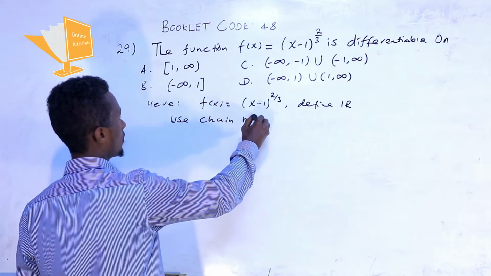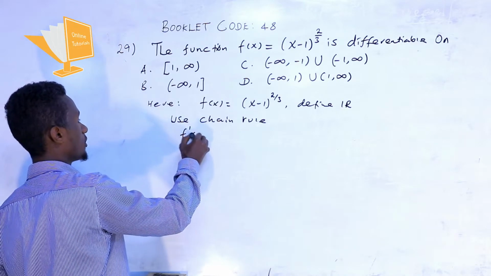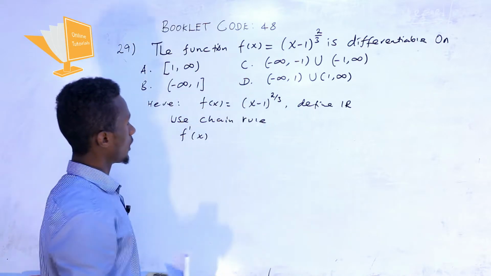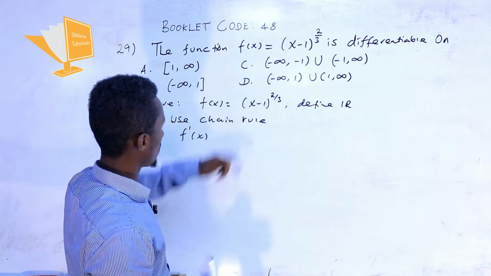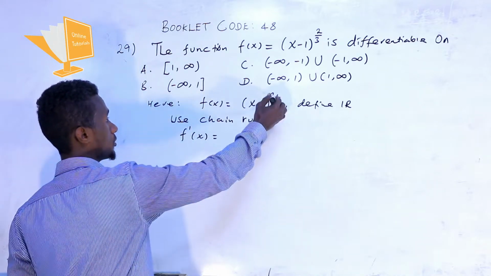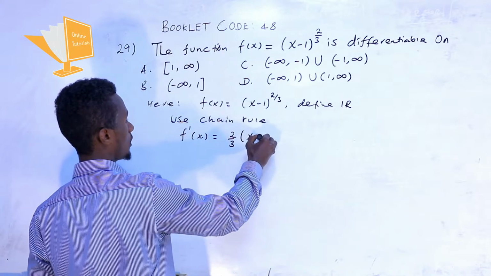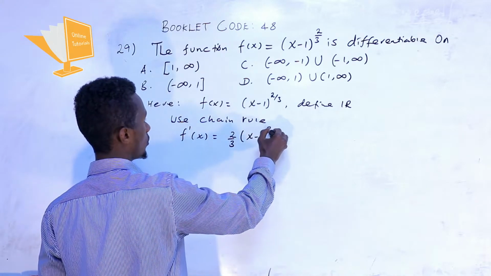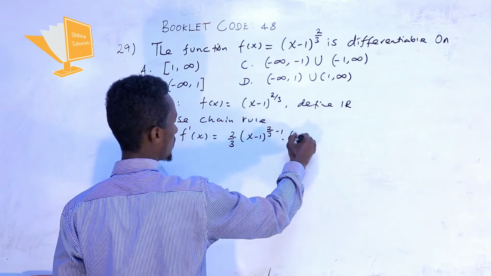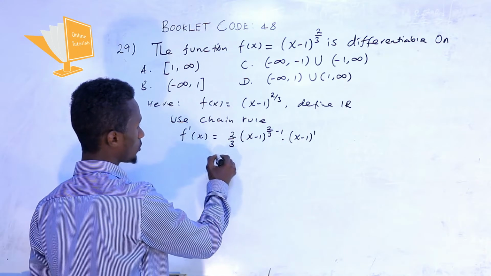Using the chain rule, we differentiate this function. What is the first derivative of this? Using the outer derivative, meaning the differentiation of the first function in terms of the polynomial form, when you differentiate it you get 2 over 3 times (x minus 1) raised to the power 2 over 3 minus 1, times the derivative of x minus 1.